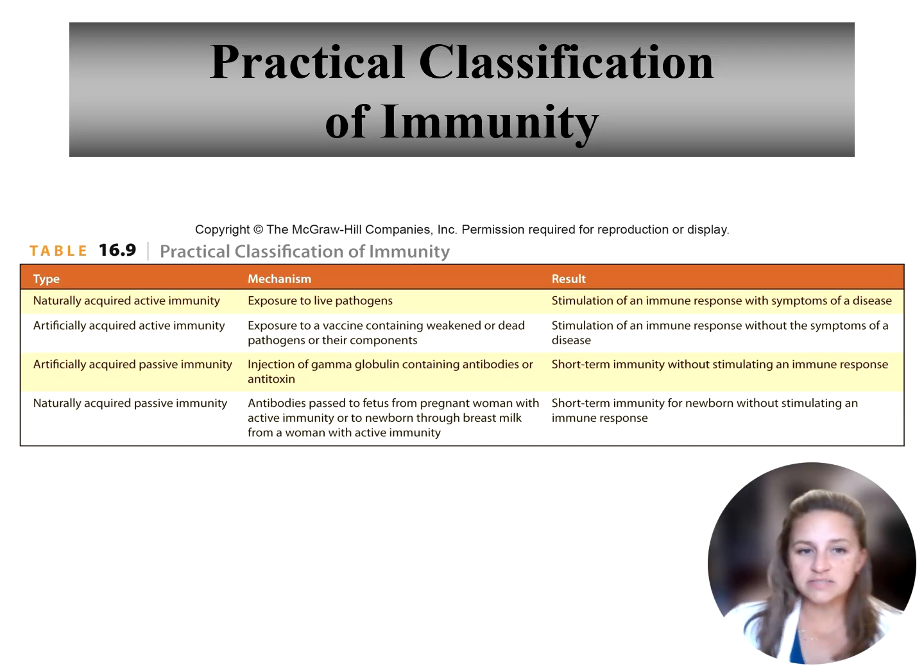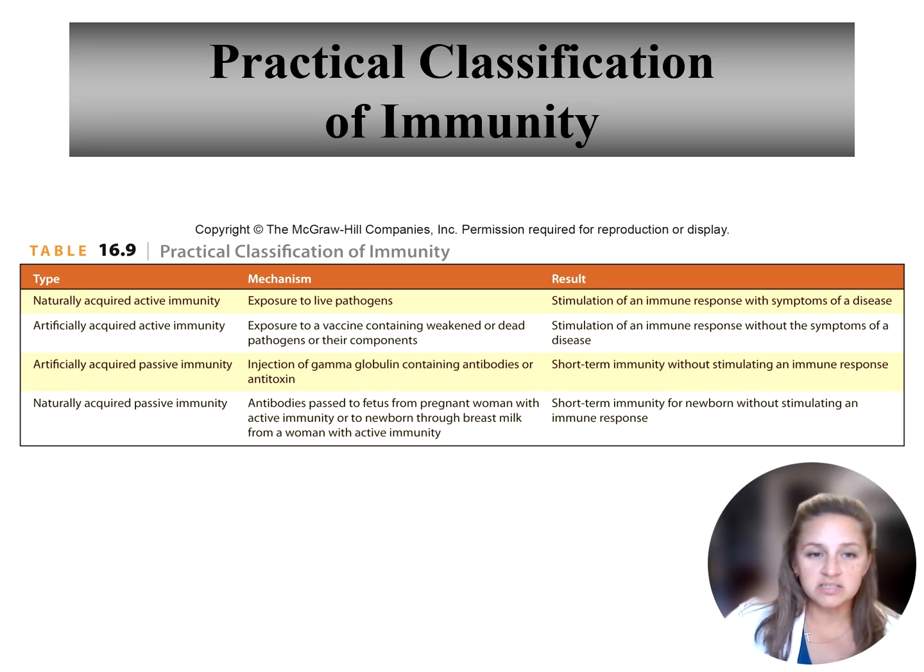This is showing the different types of immunity, active versus passive. So we have naturally acquired active immunity. This would be like you got sick. Naturally, you were exposed to some pathogen and then your body made antibodies against it, and now you have an immune response with antibodies that are ready made.